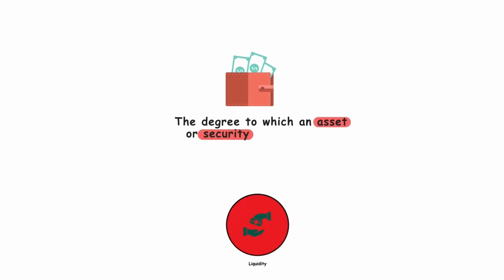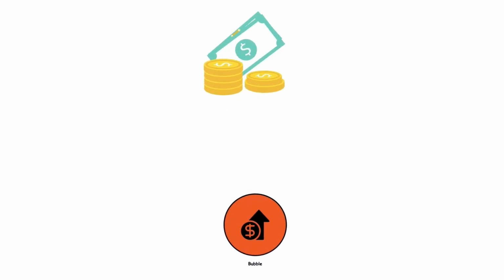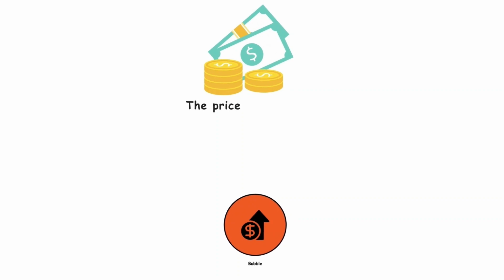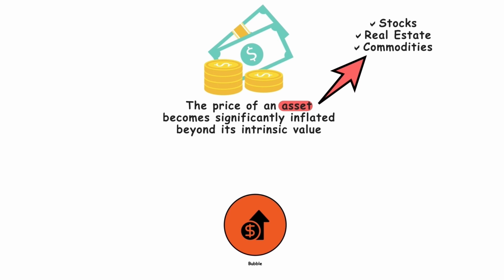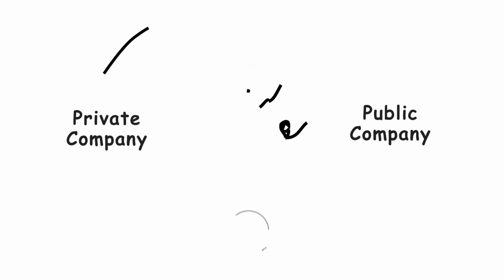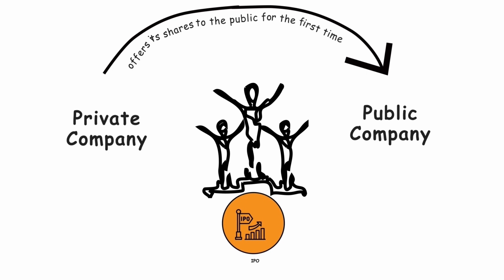Liquidity. This is the degree to which an asset or security can be quickly bought or sold in the market without significantly affecting its price. Bubble. This refers to a situation in which the price of an asset, such as stocks, real estate, or commodities, becomes significantly inflated beyond its intrinsic value. IPO. This is the process by which a private company offers its shares to the public for the first time, thereby becoming a public company.